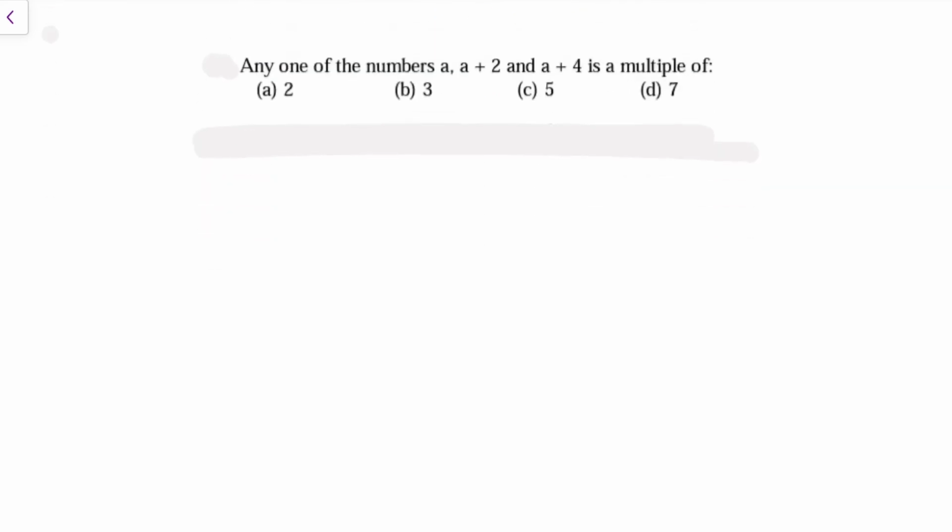Next, any one of the numbers A plus 2 and A plus 4 is a multiple of what? So any number we will take. For example, A, I am taking 1. Let us substitute in that. First one is A, so 1. Next A plus 2, that is 1 plus 2. Next A plus 4, that is 1 plus 4. So 1, 1 plus 2 is 3, 1 plus 4 is 5.